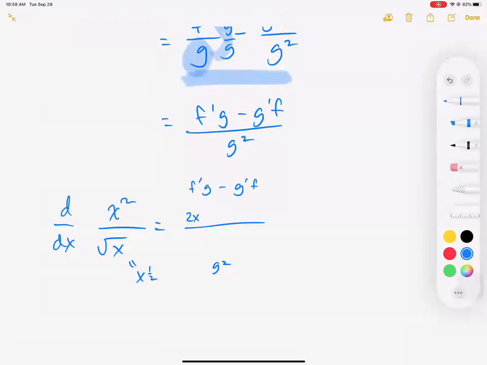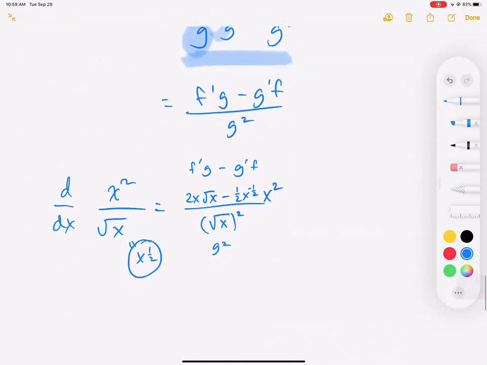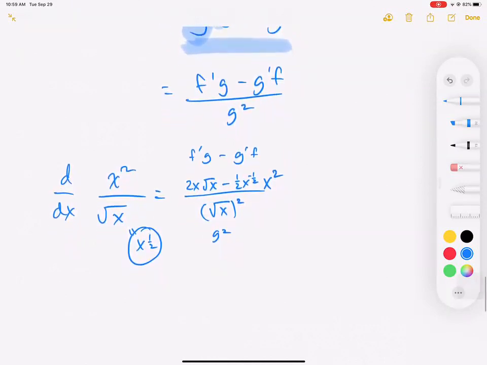Fancy. 2x, leave the back alone, minus the derivative of this is 1/2 x to the negative 1/2. Oh, that's ugly. And leave the back alone over the bottom squared. Okay, please make sure you are cool with all the parts. Derivative of the front, then the derivative of the back, of the bottom. Right? Those are related, right?